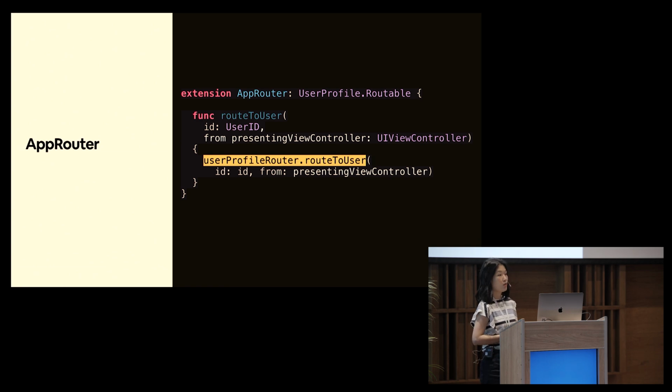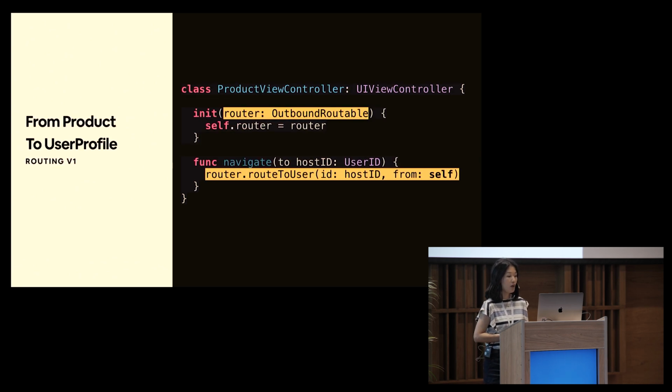In the main target, we have a router class called app router that conforms to all of these routable protocols. And it calls the corresponding module router to perform navigation. We inject this app router instance into features, and within this module, the app router is known as outbound routable and is only aware of the routes that it navigates to. We can call route to user method as it's defined as one of the outbound routes, and this allows us to navigate to user profile without importing its module.